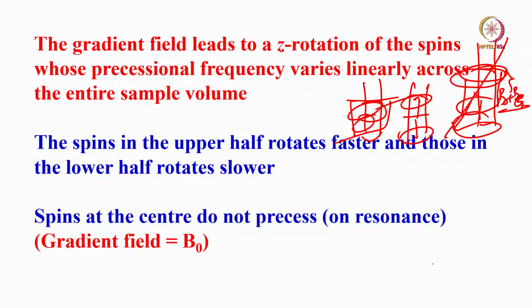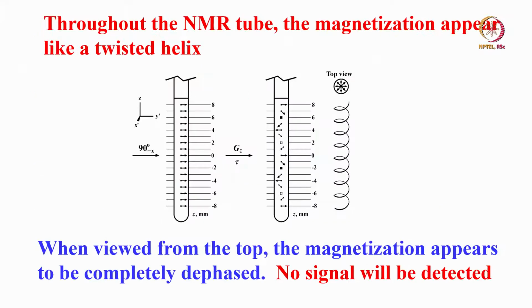And what happens to the spins exactly at the center? If it is considered on resonance, that means the gradient field is exactly at the B naught field, there is no variation, and that will not precess at all. Spins at the center, which is on resonance, do not precess, but the spins in the upper half rotate faster and in the lower half rotate slower. This is what is diagrammatically shown here.